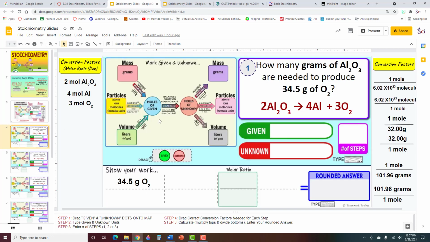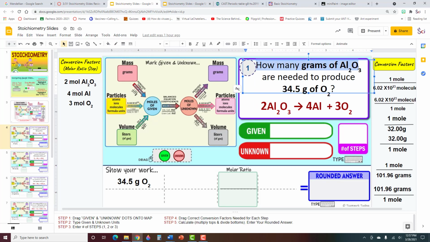Let me do an example here. So you have the problem. It's right here. How many grams of Al2O3 are needed to produce 34.5 grams of O2?